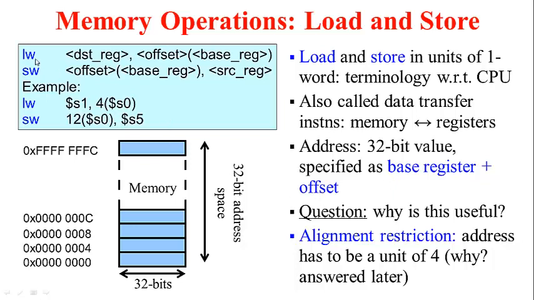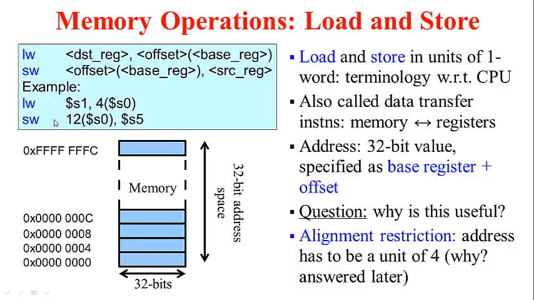The format of load word is given here. We specify the destination register first, followed by the offset and within parentheses the base register. An example is shown here, load word $S1, 4($S0). What this means is that to derive the memory address, I am going to add 4 with the value in register S0, and that will give me a 32-bit address, and that's the memory location from which I will fetch one word of data and store it onto register S1.